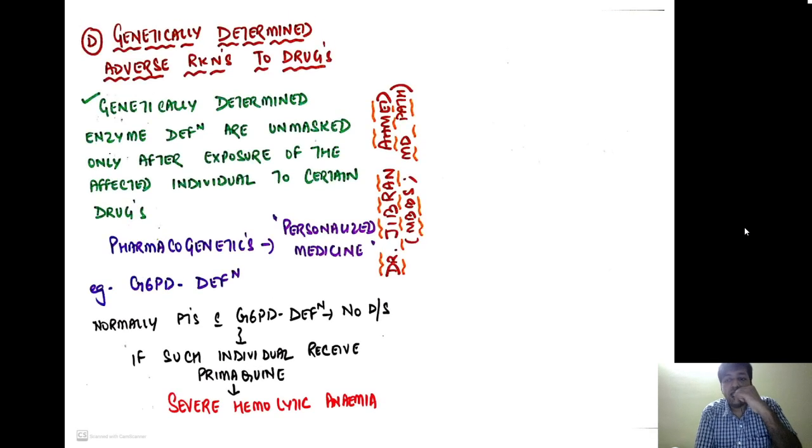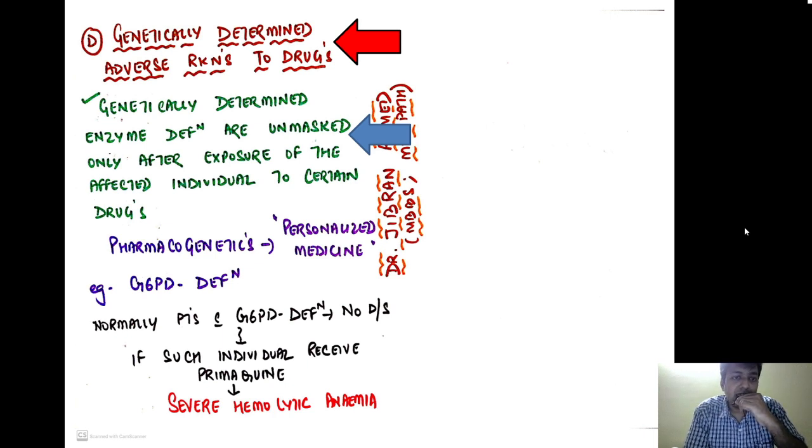that is genetically determined adverse reaction to drugs. So there are certain individuals who are genetically predisposed to certain drugs. Over here, genetically determined enzyme deficiencies are unmasked only after exposure of the affected individual to certain drugs. So there are certain individuals who in general are a little bit different than normal individuals. They have certain enzyme deficiencies which normally do not affect their life, but when they are exposed to certain drugs in certain situations, it can expose that deficiency.